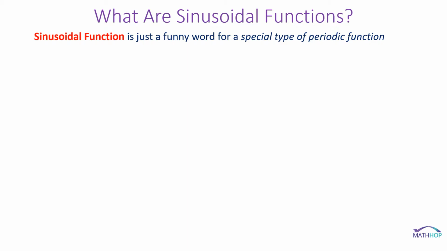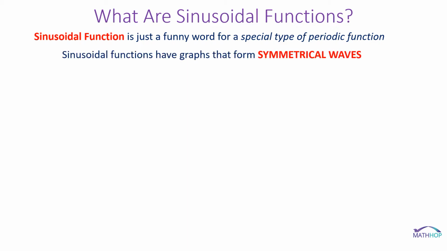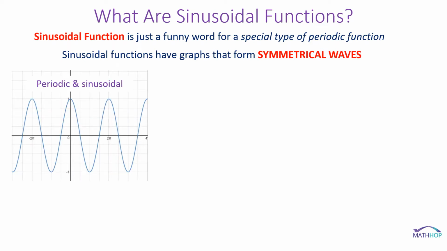But sinusoidal functions are periodic functions that form symmetrical waves. You'll remember I said that cosine was symmetrical with the y-axis and sine was symmetrical with the origin. That's why those are both sinusoidal functions. They're periodic functions that form symmetrical waves. So here we have clearly a sinusoidal function. It is periodic, it is a wave, it is symmetrical with the x-axis. This is a cosine function.